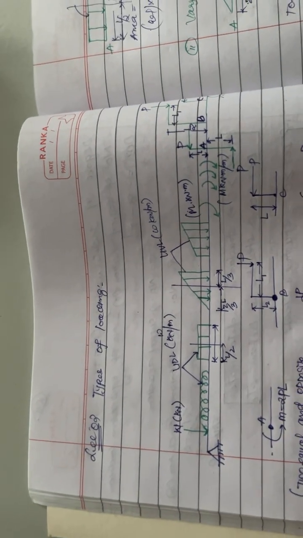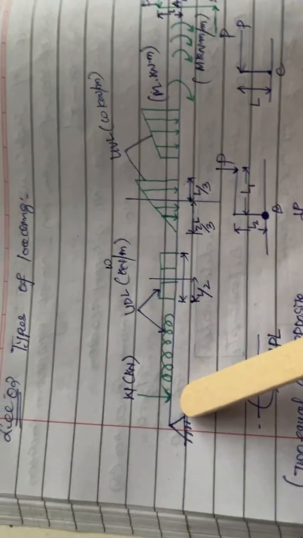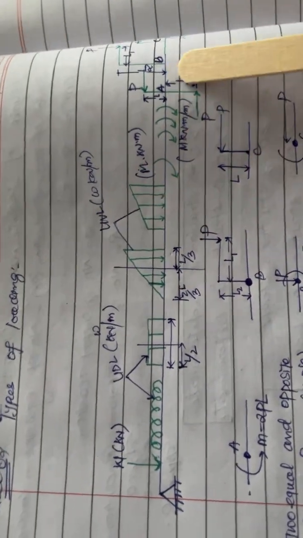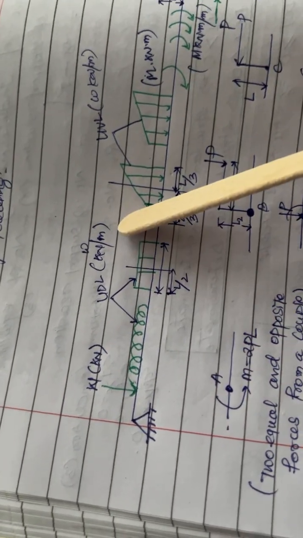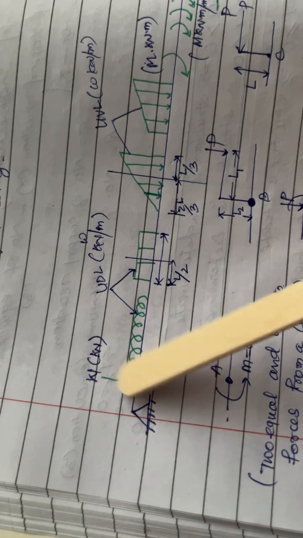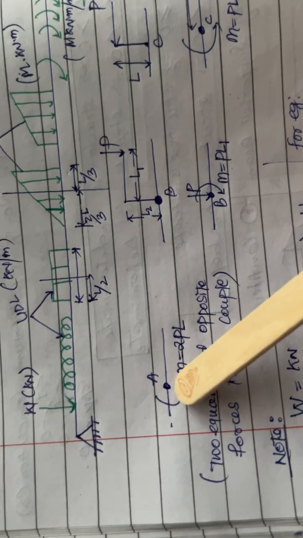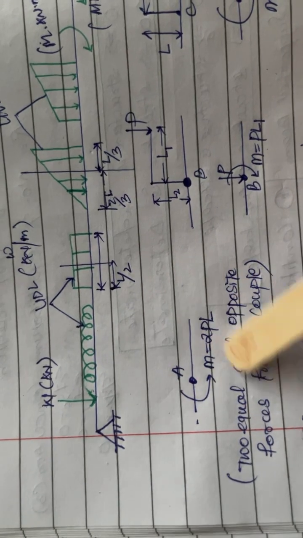I'm going to deal with the types of loading now. You can see that this is a UDL, uniformly distributed load. This is my UDL, uniformly varying load. This is my moment. This is also my moment. You can see that this UDL is W kilonewton. This is my point load. The first one is a point load, which is W kilonewton, and this is my simply supported beam with UDL, kilonewton per meter. What I need to explain here is, you can see that this is my internal hinge, and this moment is anticlockwise.